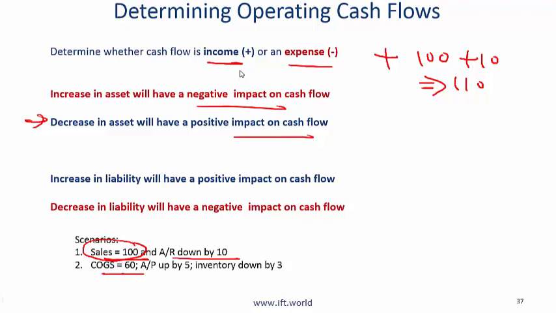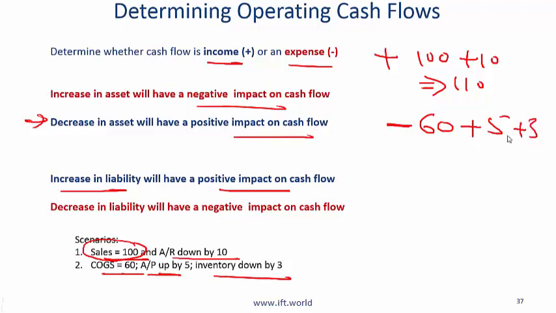Now is COGS money in or money out? So COGS is actually a negative, it's an expense. So you just put negative 60. And then we say accounts payable up by 5. Accounts payable is a liability and it's going up. An increase in liability will have a positive impact on cash flow. So you do plus 5. And then inventory down by 3. So this is a decrease in asset. That will also have a positive impact. So you put plus 3.